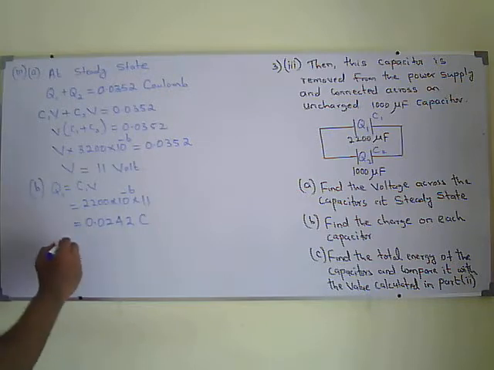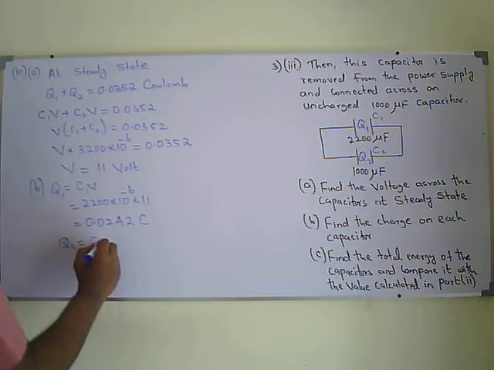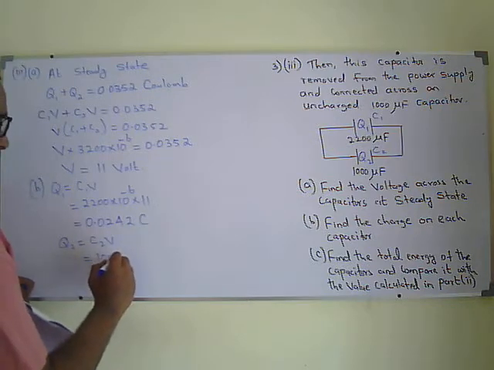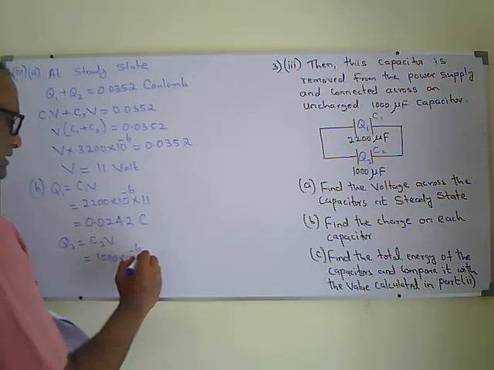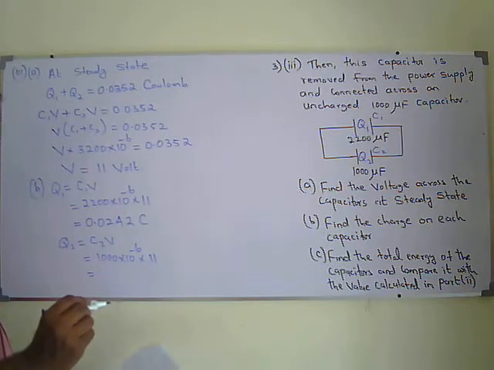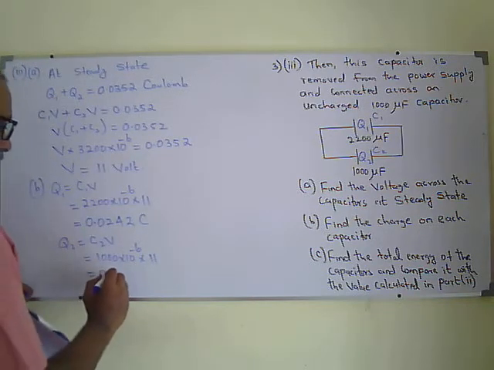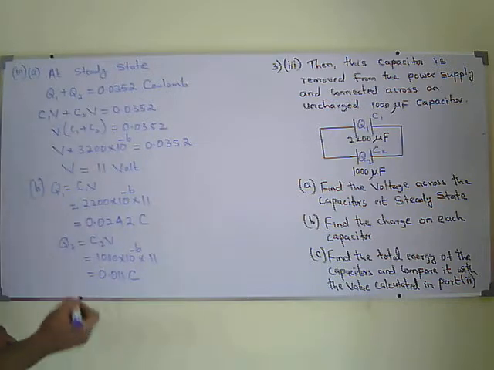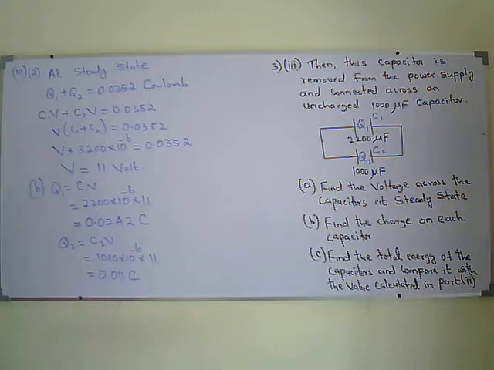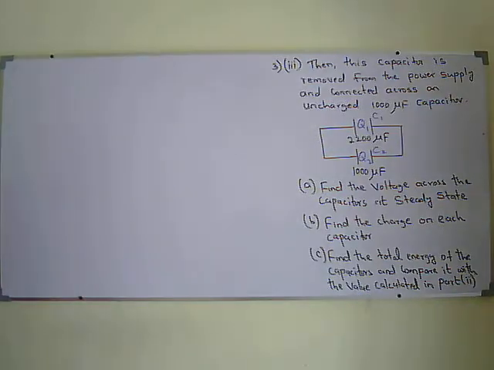Same way, Q2 is equal to C2V. C2 is 1000 microfarad, 10 to the power minus 6, into V, which is 11. So that's going to be 0.011 coulomb. Or you can subtract this charge from the total charge, and you will get this one.